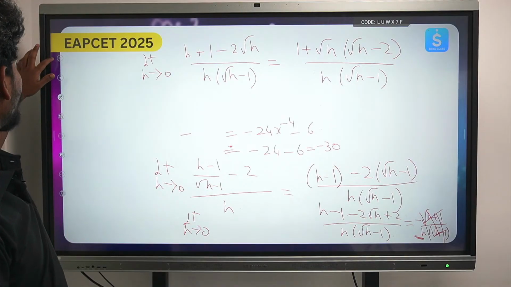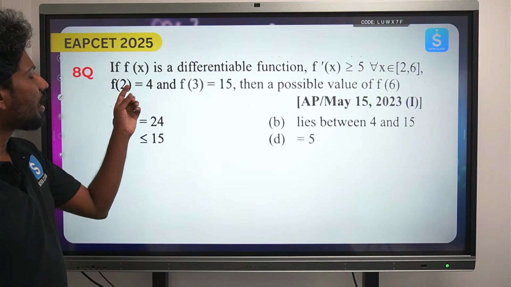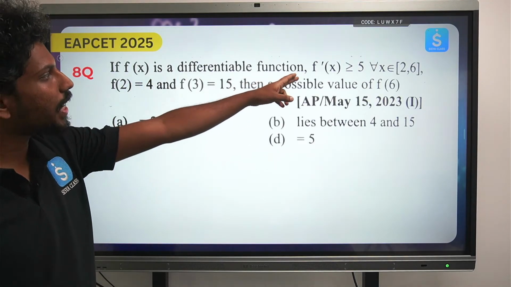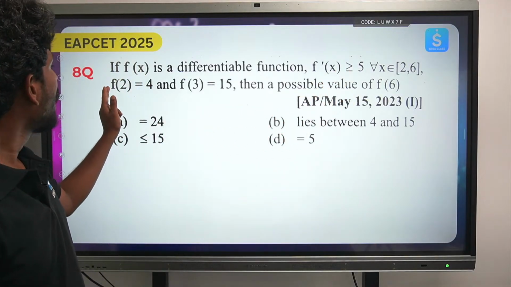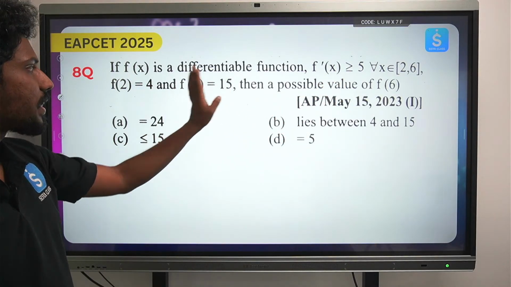Okay, so the next question is, if f of x is a differentiable function and f dash of x is greater than or equal to 5, f of 2 equals 4 and f of 3 is equal to 15.